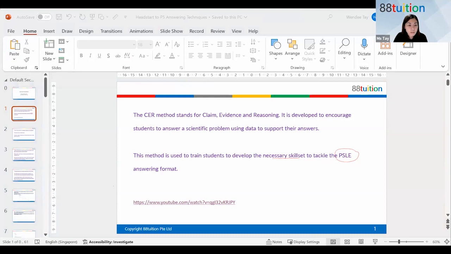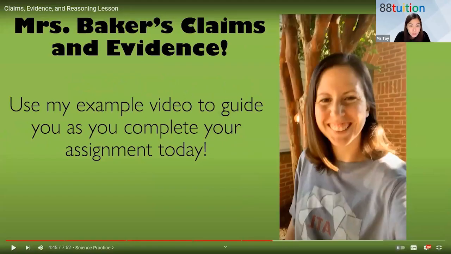Just 1 minute. Okay, actually, that's all I want you to see, so you understand the meaning of claim, evidence, and reasoning. Do you realize many times when you answer a science question, you either do claim and evidence or claim and reasoning? Many times you lose marks because of that. If you miss out on any part, you are not going to be given full marks.